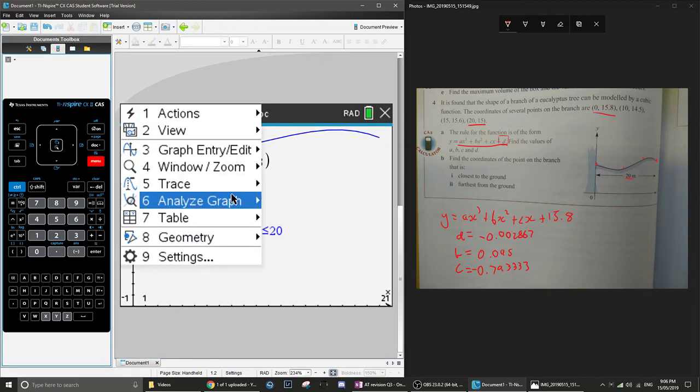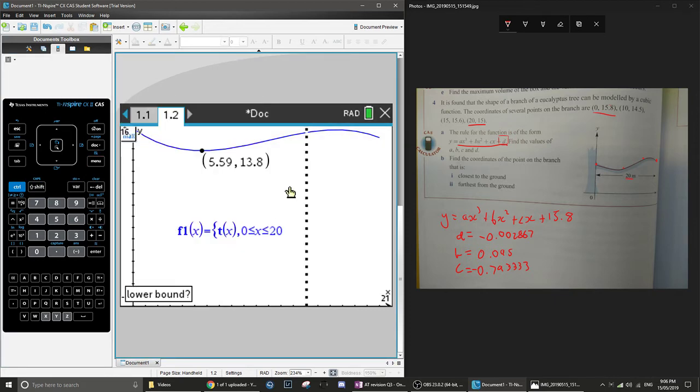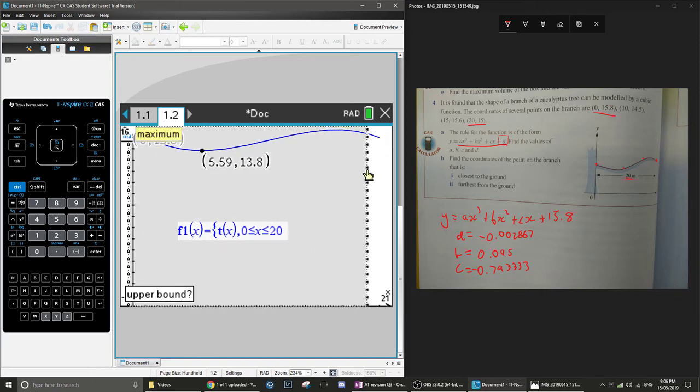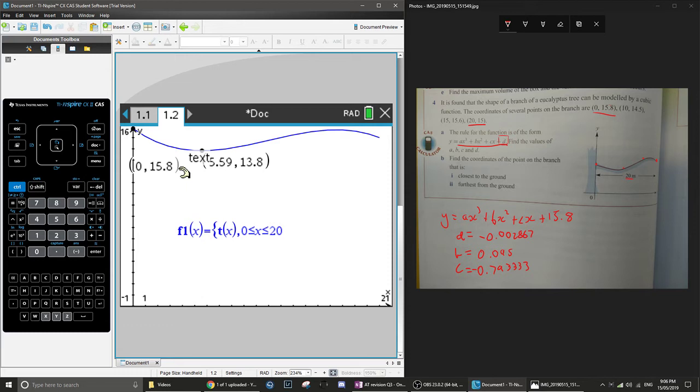And if we go menu, analyze graph, our maximum, I'm going to set my bound all the way over here at the left. I want to include where it touches the tree. I'm all the way over here, and it turns out, there it's popped up, 0, 15.8. So that's the furthest point from the ground.